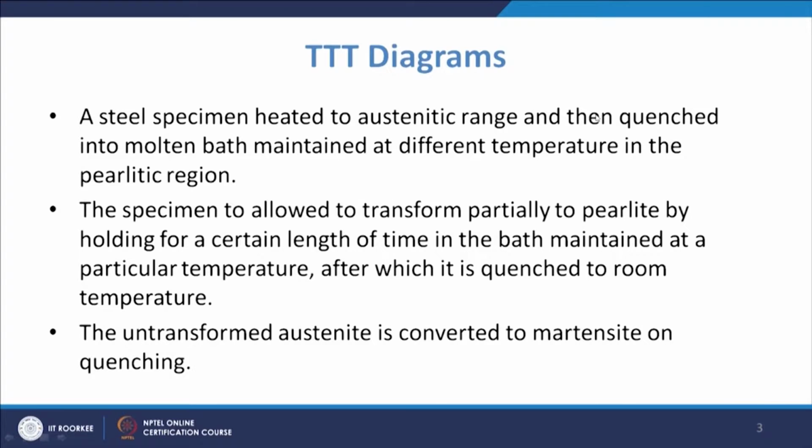Whatever austenite is there, if it is quenched to room temperature by fast cooling, will convert to martensite. So all the untransformed austenite will be converted to martensite on quenching. If some part has transformed, it will have transformed to pearlite; the rest of the austenite which is not converted so far will be converted to martensite.